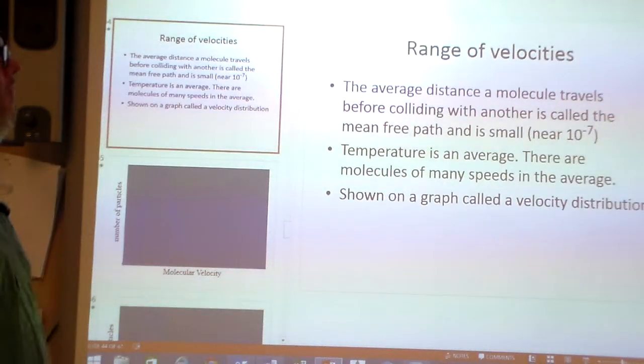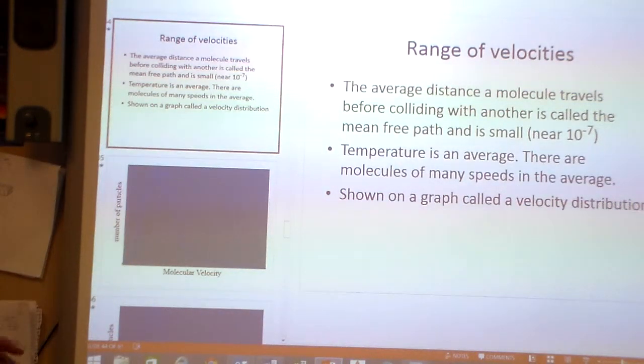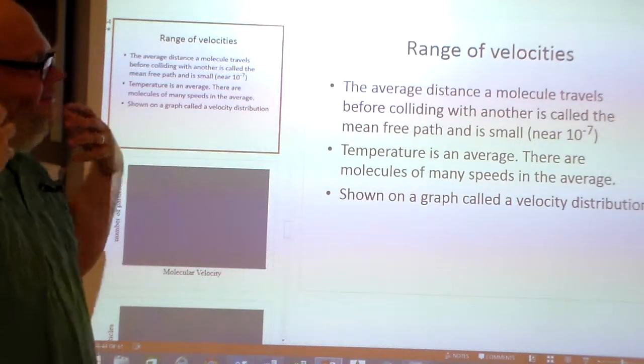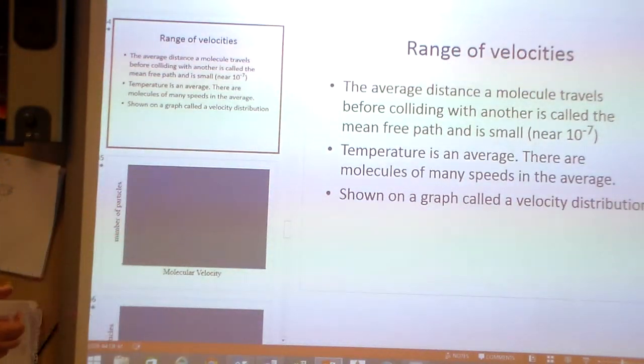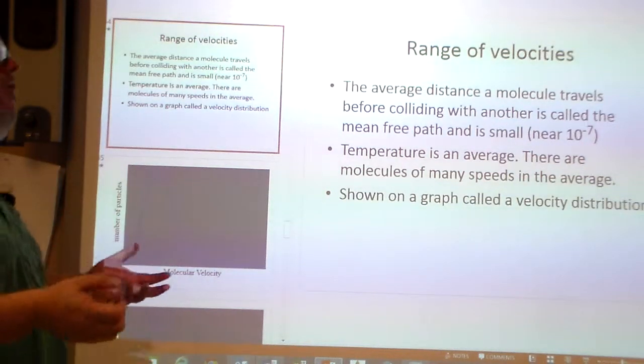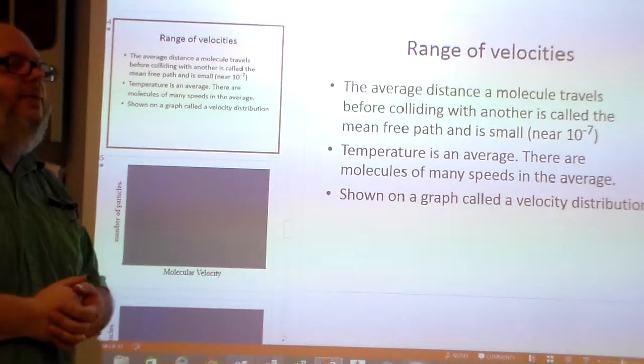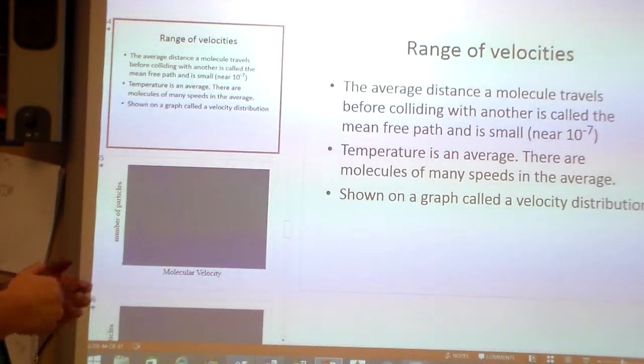When we talk about the range of velocities, if you stop and think about it for a moment, there is an average distance molecules travel before they crash into each other. They call it a mean free path. And it's very, very small.